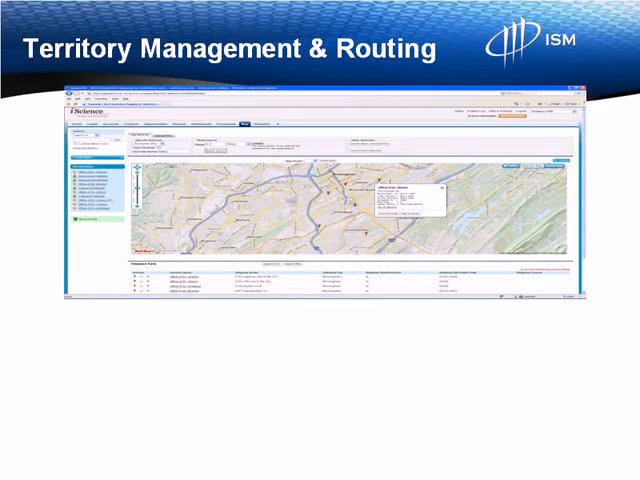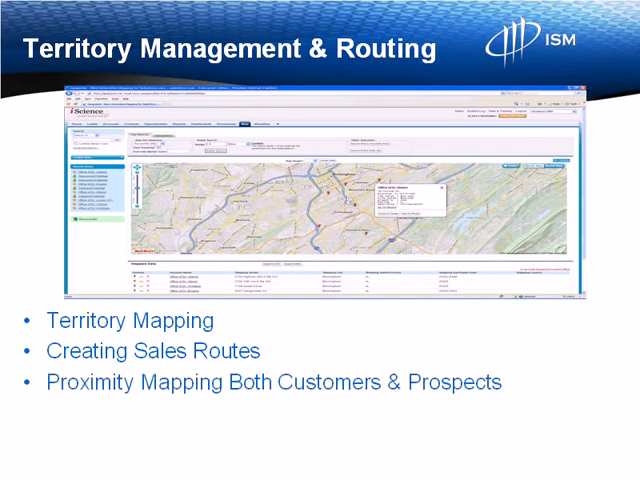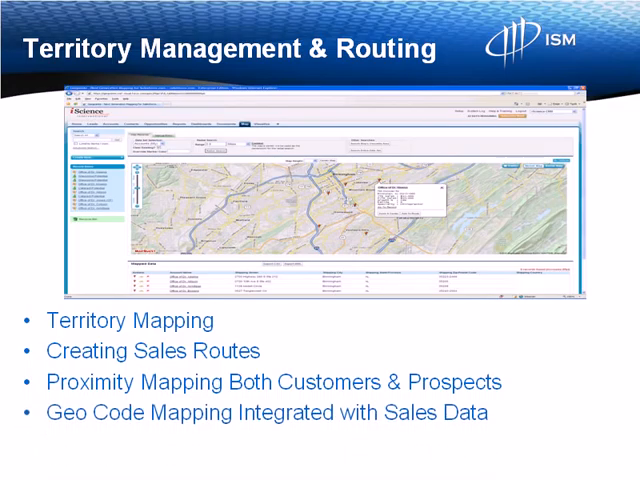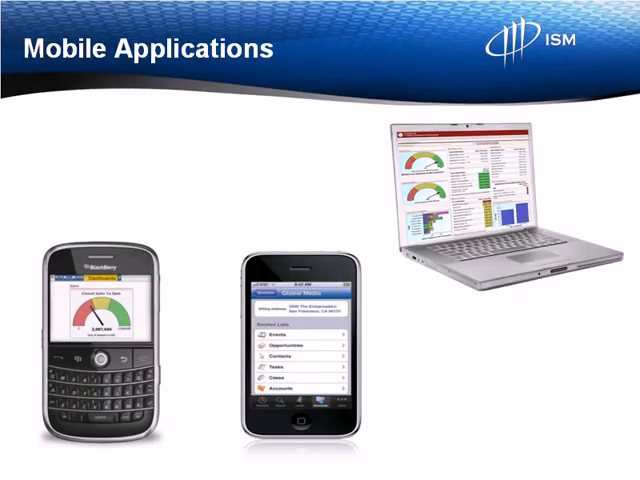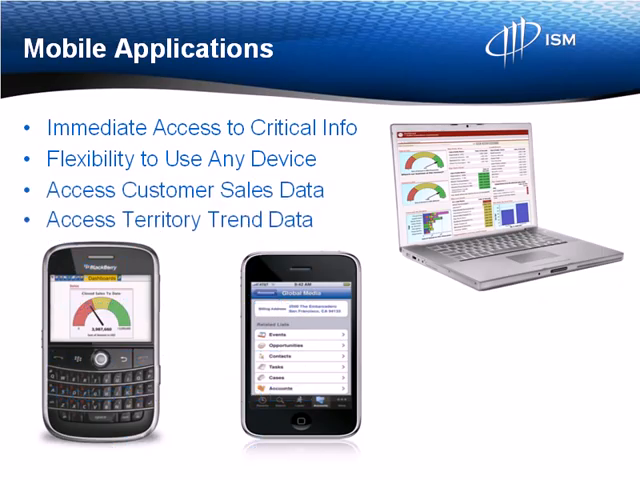Among these features include territory management and routing, and the ability to map specific territories as well as to create sales routes for frequently visited accounts, while also proximity mapping, both customers and prospects, as well as geocoding mapping, which allows you to integrate your sales data from within Salesforce with your mapping, so you can map high-value customers versus high-value prospects. In addition to that, you have the ability to manage your information via mobile applications like iPhone, BlackBerry, and you have immediate access to critical information, flexibility to use any device, and access to key customer and territory data across your territory.